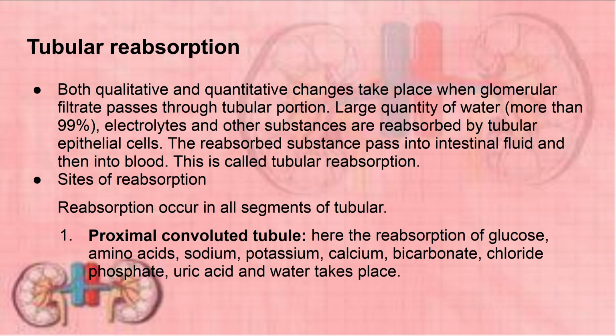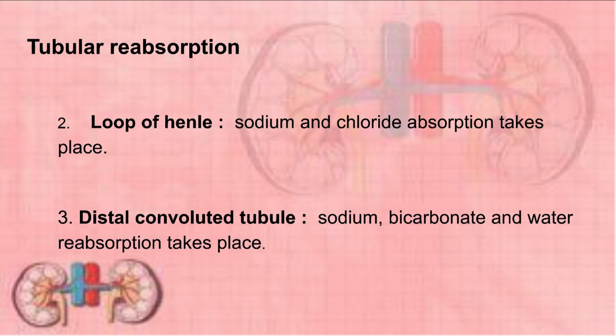Sites of reabsorption. Reabsorption occurs in all segments of the tubule. Proximal convoluted tubule: here the reabsorption of glucose, amino acids, sodium, potassium, calcium, bicarbonate, chloride, phosphate, uric acid, and water takes place. Loop of Henle: sodium and chloride absorption takes place. Distal convoluted tubule: sodium, bicarbonate, and water reabsorption take place.